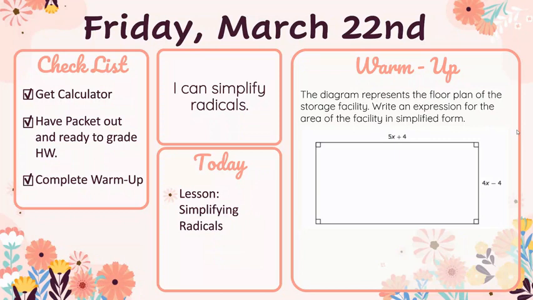So the diagram represents the floor plan of a storage facility. Write an expression for the area of the facility in simplified form. Well, area is length times width, so I'm going to multiply those two binomials together. So (5x + 4)(4x - 4).